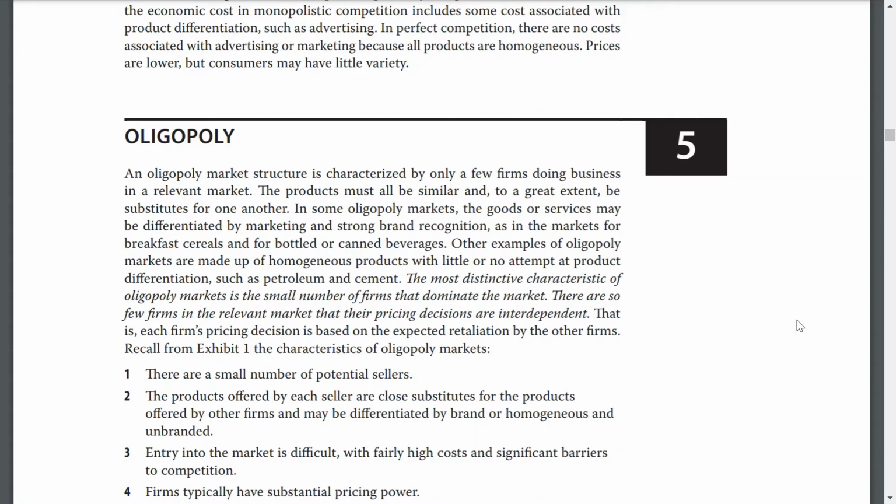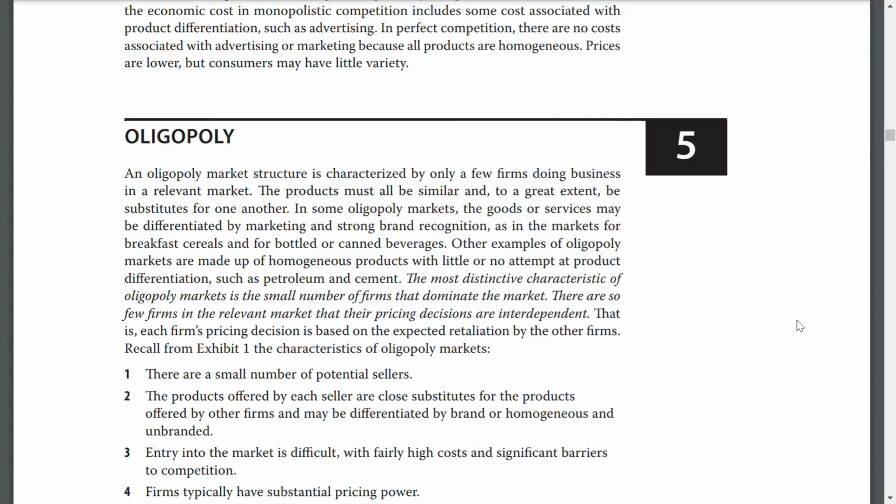Interesting to see. An oligopoly market structure is characterized by only a few firms doing business in a relevant market. The products tend to be similar and to a great extent be substitutes for one another. In some oligopoly markets, the goods or services may be differentiated by marketing and strong brand recognition, as in the markets for breakfast cereals and for bottled or canned beverages. Other oligopoly markets are made up of homogeneous products with little or no attempts at product differentiation, such as petroleum and cement.